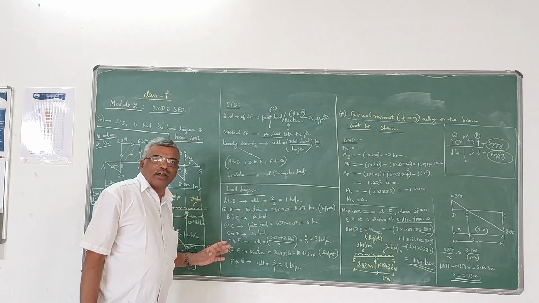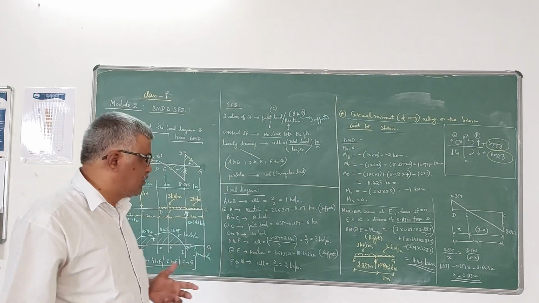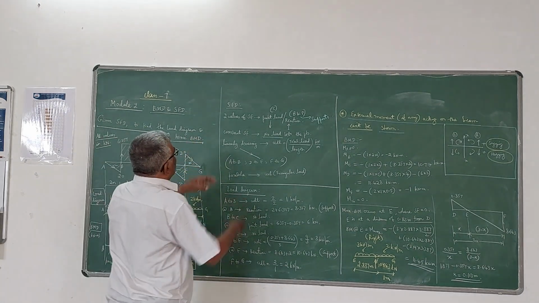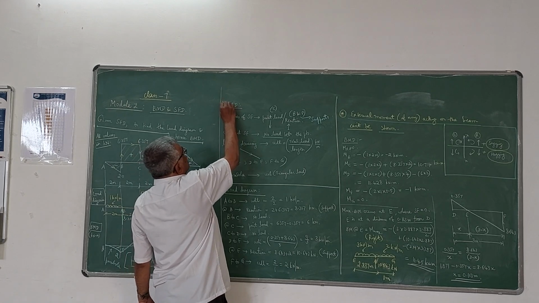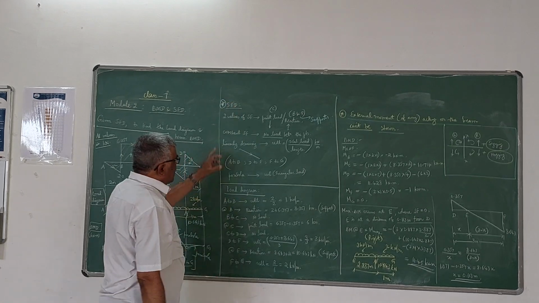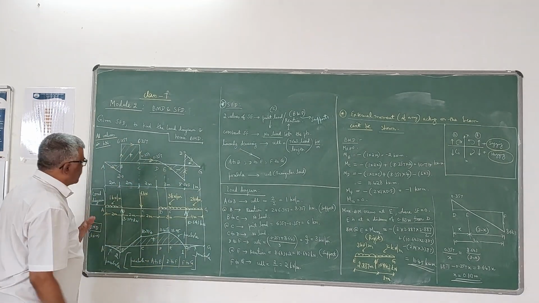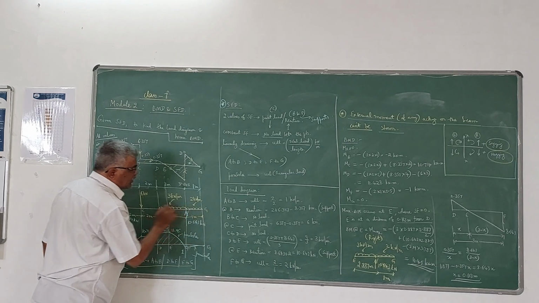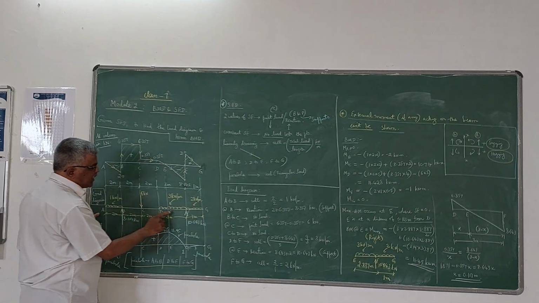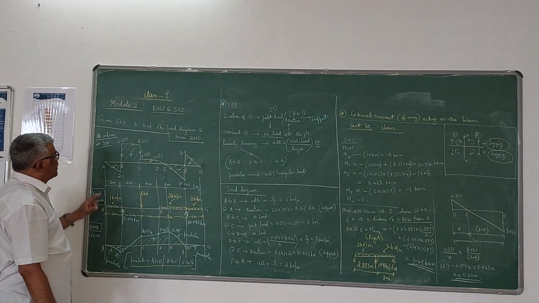Now, let us see how we can find out the load diagram. So we have to concentrate on these points while writing the load diagram. I will take from point to point. Now I will draw a line here, and I will mark the points A, B, C, D, E, F, G.